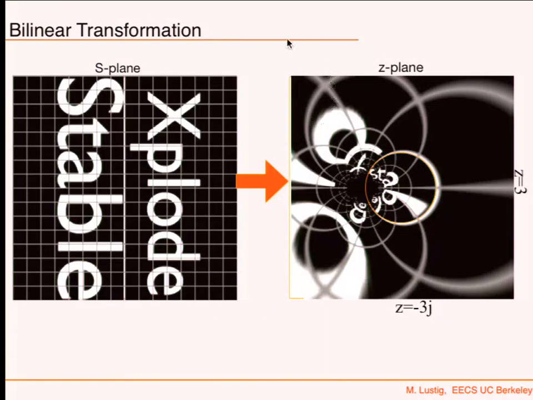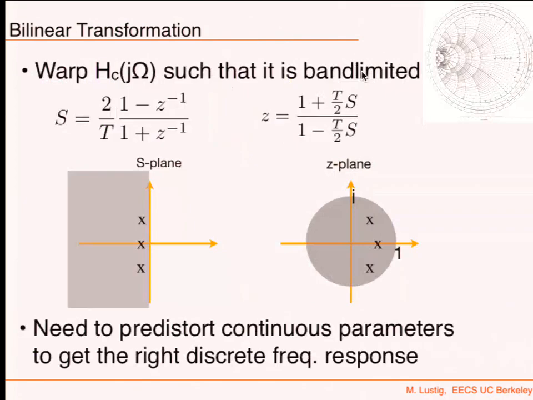And one of the transformations that is used is called a bilinear transformation. Have you seen a Smith chart before? People have seen a Smith chart? This is a flipped Smith chart. And the reason I flipped it is because this is the result of how a grid in the S-plane would transform into a grid in the Z-plane after this bilinear transformation.